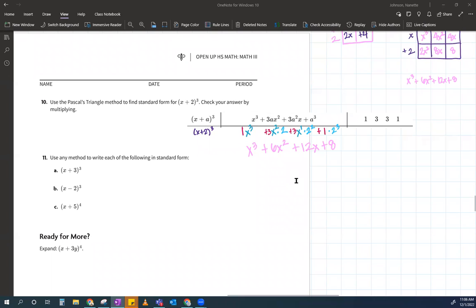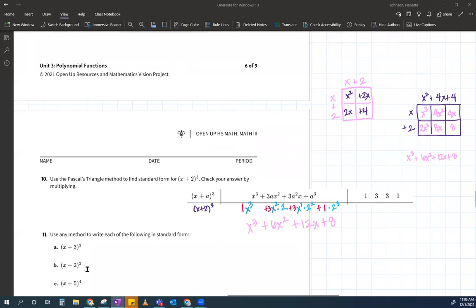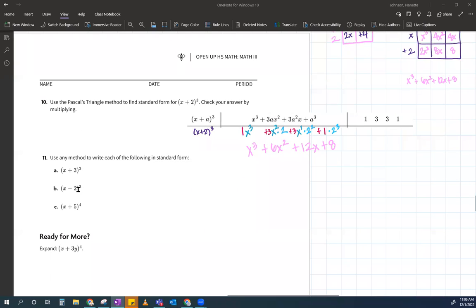I am going to push you right now because we're in practice, not on the test. I want you to practice using this method here, using the Pascal's triangle. Okay, go ahead and try this one.